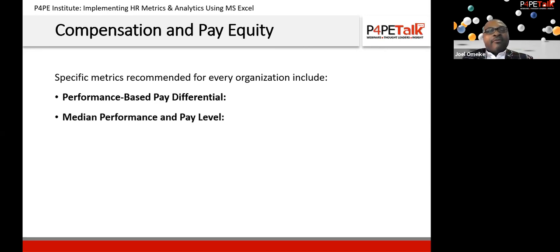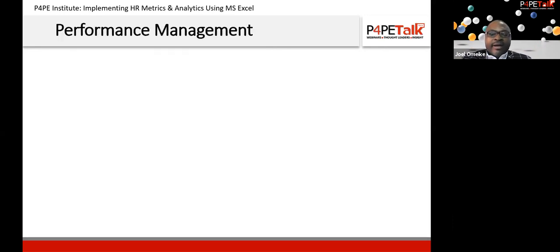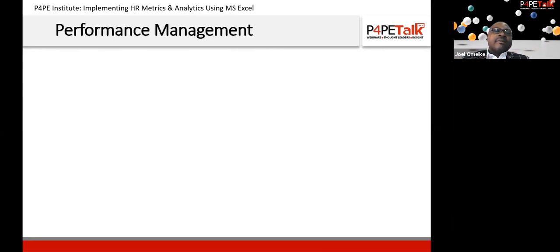There's also the median performance and pay level within the organization. So you also measure and track that one also. Then there is direct compensation and direct compensation increase. Direct compensation is your monthly salary, what employees take home. That particular money that you give to employees in cash, so to speak, by what percentage does it increase annually? That's another thing you have to also check. All right, so those are 3 specific areas that you need to track in order to measure. Then performance management, which is the last one.